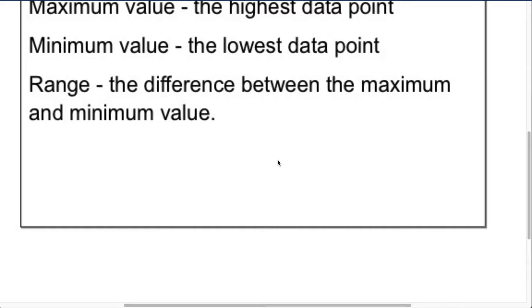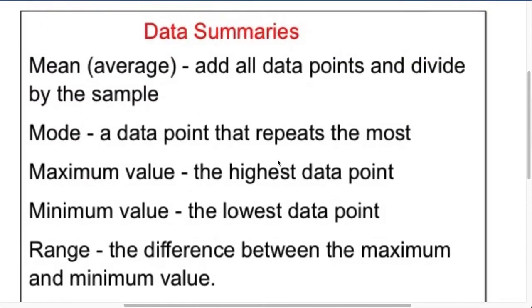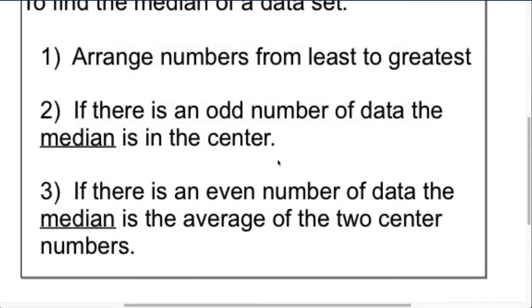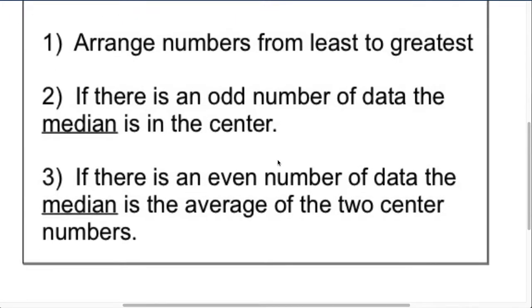And a big one that we'll talk about today is the median. Okay, it says the median is a midpoint of a distribution. We've already talked about that back in that last video. And so to find the median, you have to arrange the numbers from least to greatest. If there is an odd number of data, the median is in the center. If there's an even number of data, then you'll get two numbers in the center, and you find the mean of those two numbers.